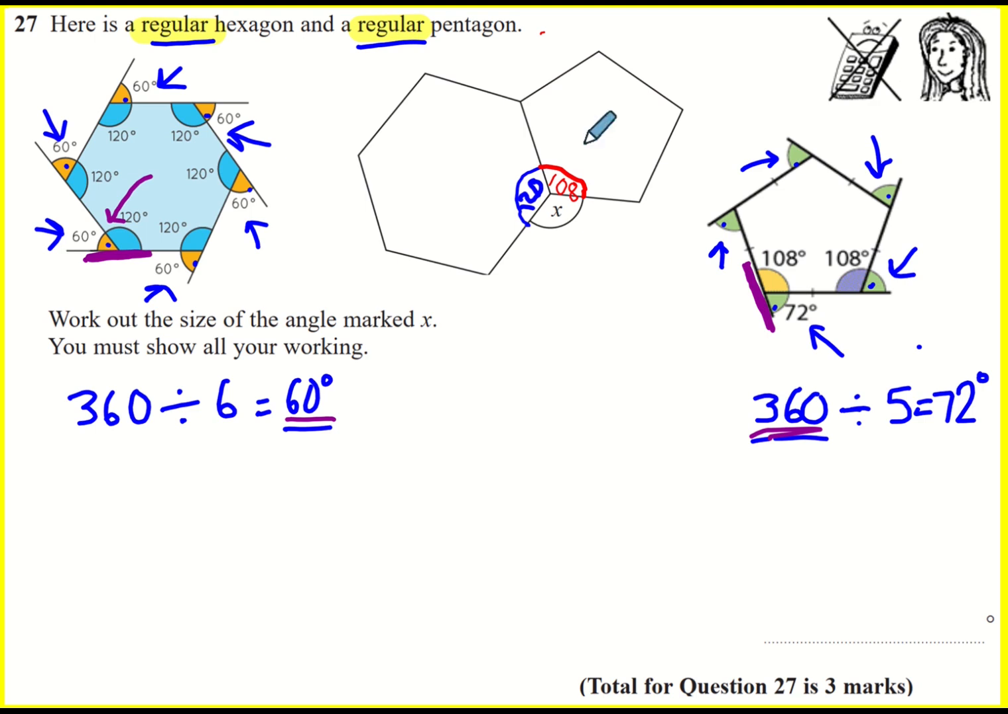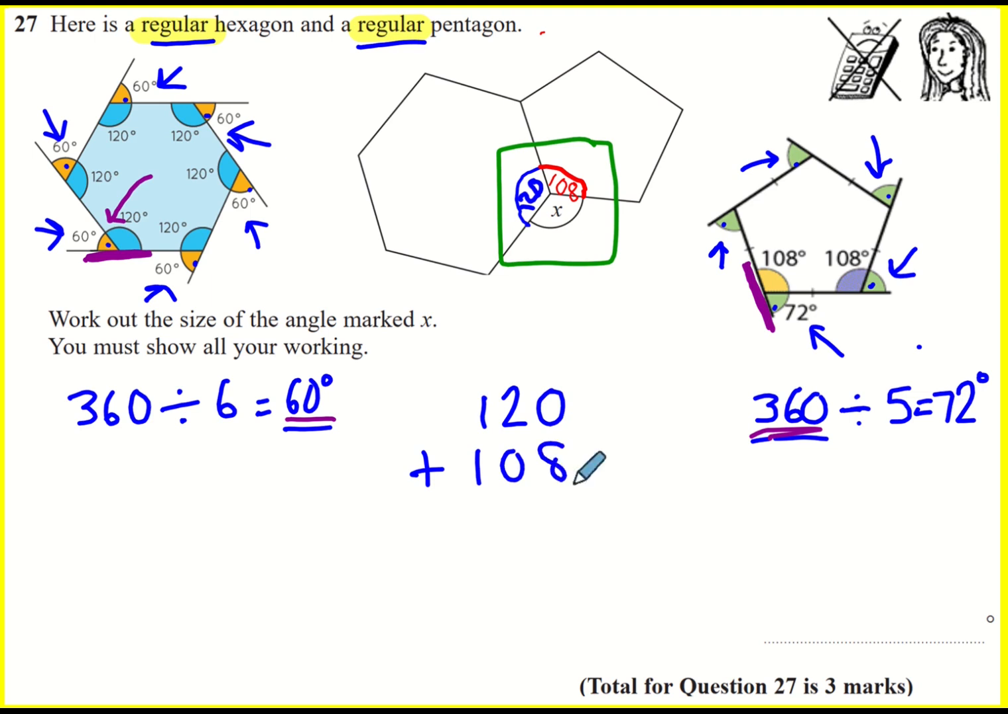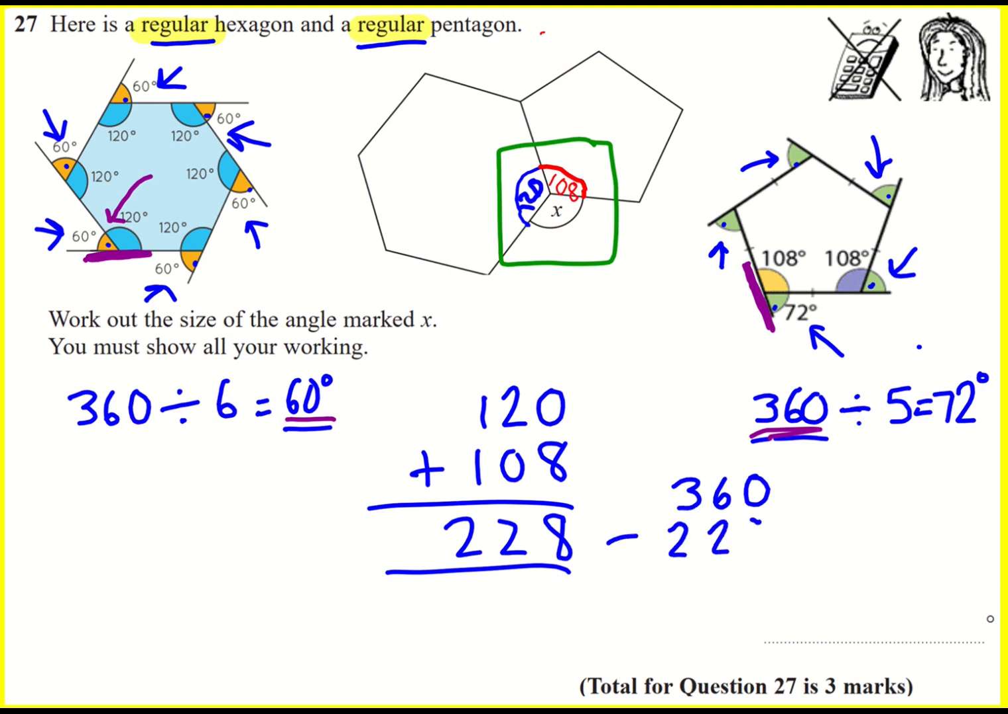So let's now actually do the problem itself. We've worked out the interior angles of the hexagon and the pentagon respectively, so I'm going to add them together. 120 plus 108. Because remember we're on a non-calc paper, I'm going to add these together and I get 228. And then remember it's a full turn, so I'm going to do 360 take away that 228 and I'm going to get 0 take away 8, which I can't do, borrow from there.